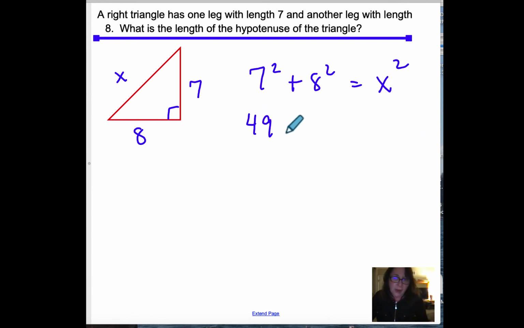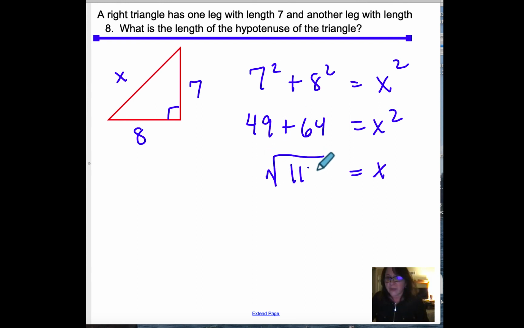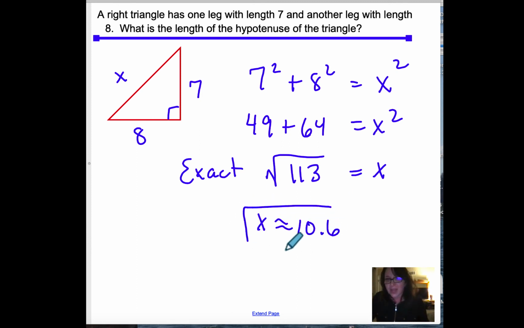We've got 49 plus 64 is equal to x squared. So x equals the square root of, find 49, add 64. So that's 113. So we have the square root of 113. This is what we call an exact answer. Then we have the approximation, which is the square root of 113, approximately 10.6. So x is about 10.6, and this is what we call a decimal approximation.